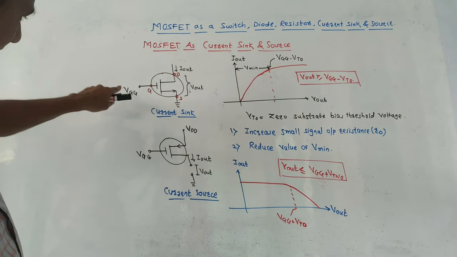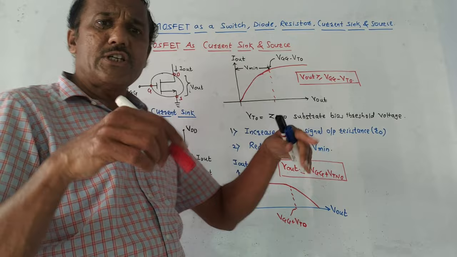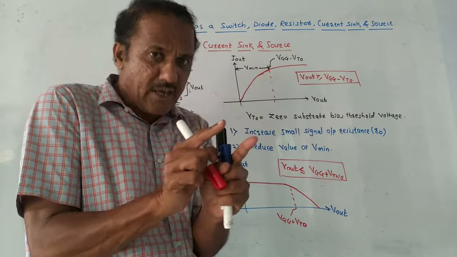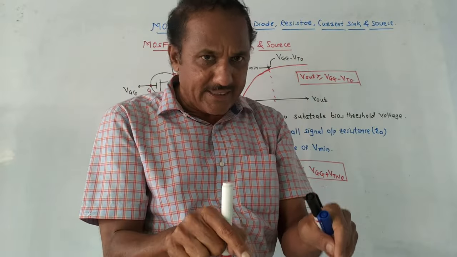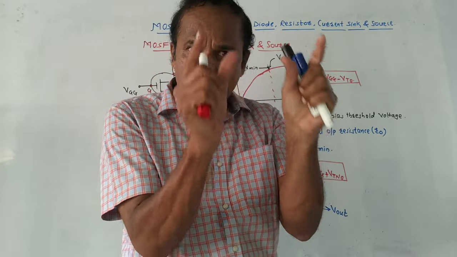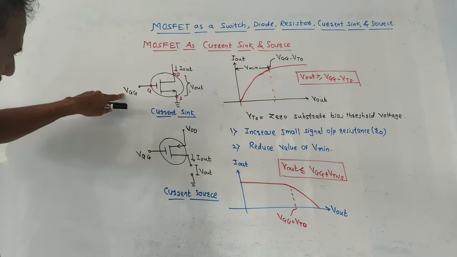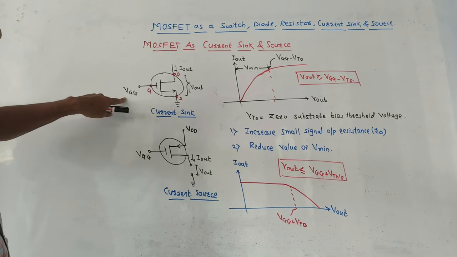In both the cases, यहाँ पे VGG दिखाया है. VGG is the voltage applied at the gate terminal. Initially, we have to use one voltage divider circuit and adjust a proper value of VGG. So, by using voltage divider circuit, we can adjust the value of gate voltage.